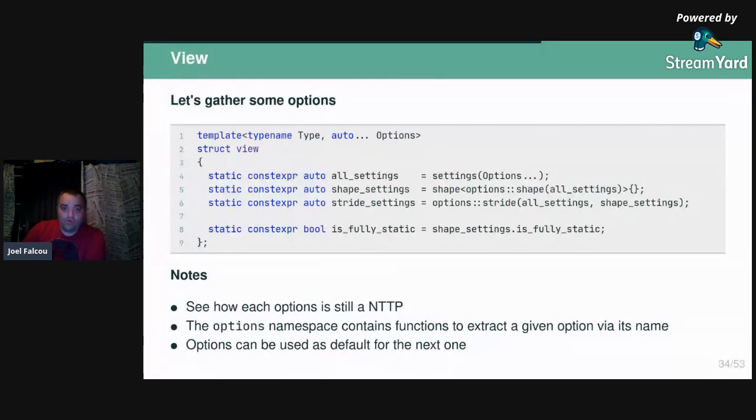Once we have our shape, we can check if we have any stride options. But if we have none, we will just compute them from the actual shape settings. So if you don't pass any stride options, we will just say, okay, the shape is 4D. We need a 4D unit stride. Done. And as we have those objects as constexpr values, we can use them to ask questions about properties of the options. So you don't have to know which option is put in which order. You put them as you want. And the view classes just extract them when they need them.